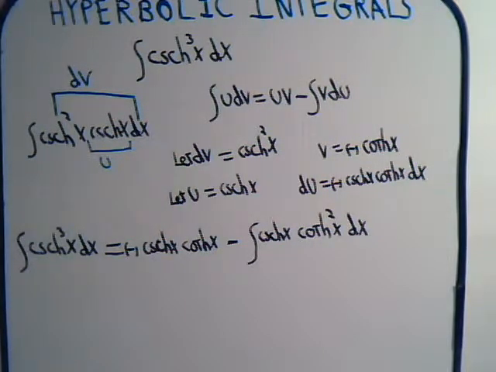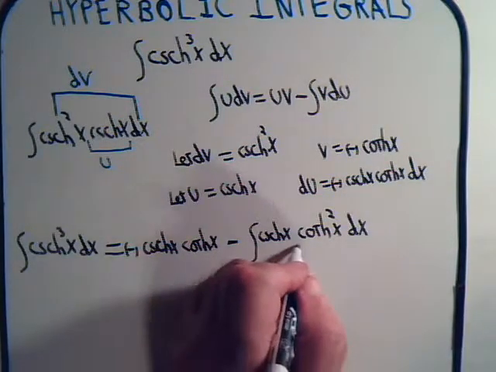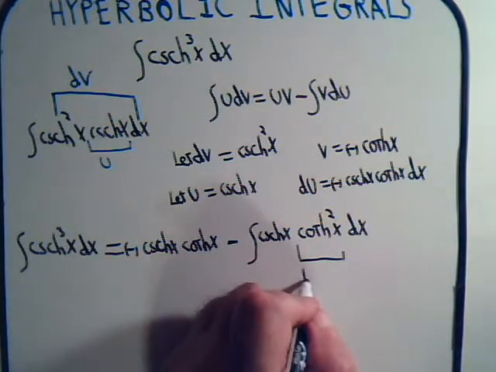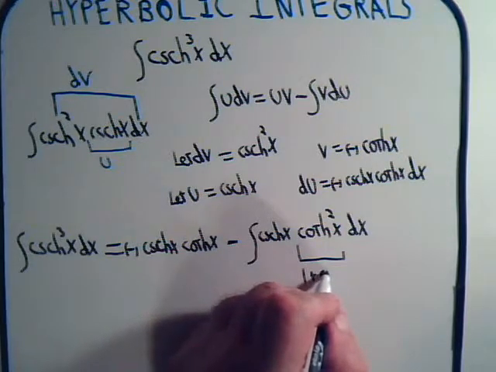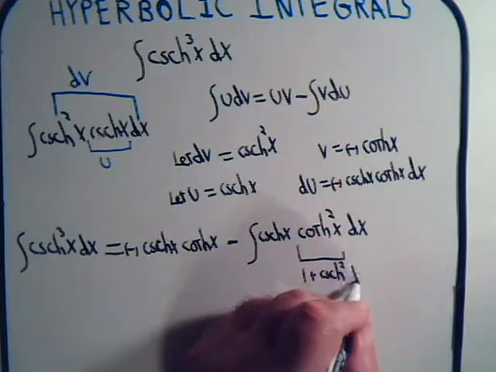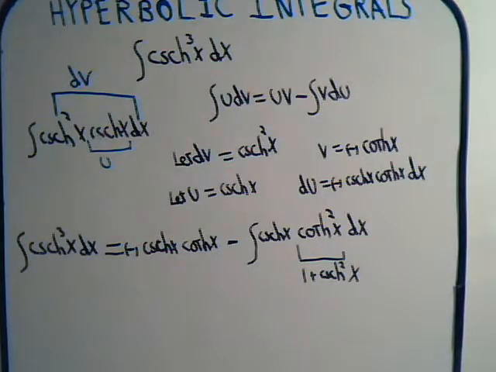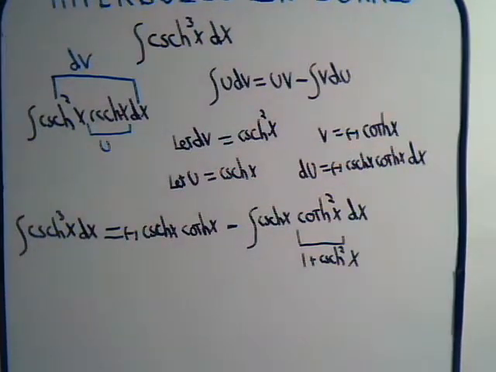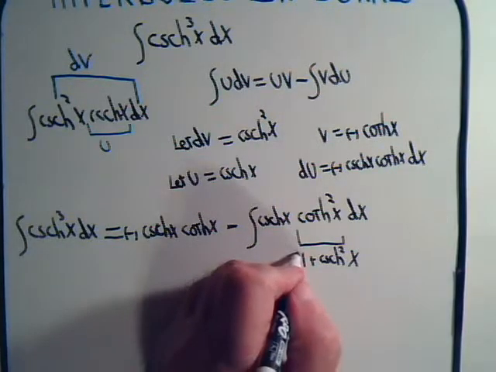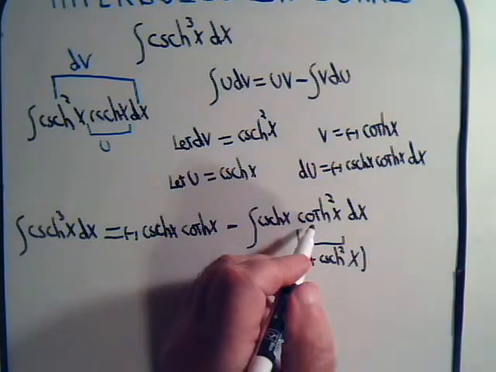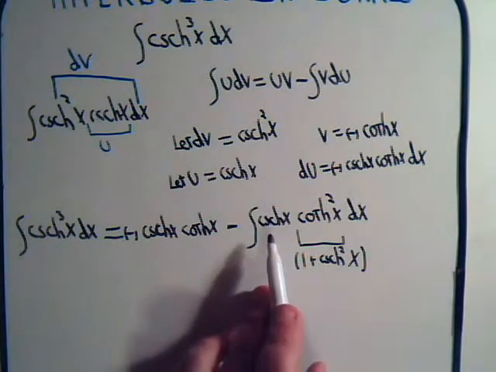And then here then is when we want to start thinking about hyperbolic identities. The hyperbolic cotangent squared of x, that's equal to 1 plus the hyperbolic cosecant squared of x. Okay, this might set us up all right. Look what's happening here. If we use this substitution here for the hyperbolic cotangent, then we have to multiply by this.